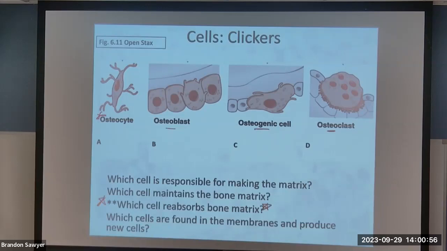So when you're sending in there, what reabsorb really means is breaking down bone, right? All right, give you about five more seconds. A few more of you need to send in your answer there.